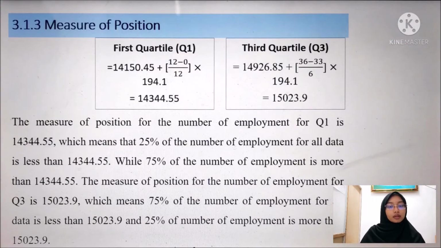The measure of position for the number of employment for the first quartile is 14,344.55, which means that 25% of the number of employment for all data is less than 14,344.55, while 75% is more than 14,344.55. The third quartile is 15,023.9, which means that 75% of the number of employment for all data is less than 15,023.9, and 25% is more than 15,023.9.